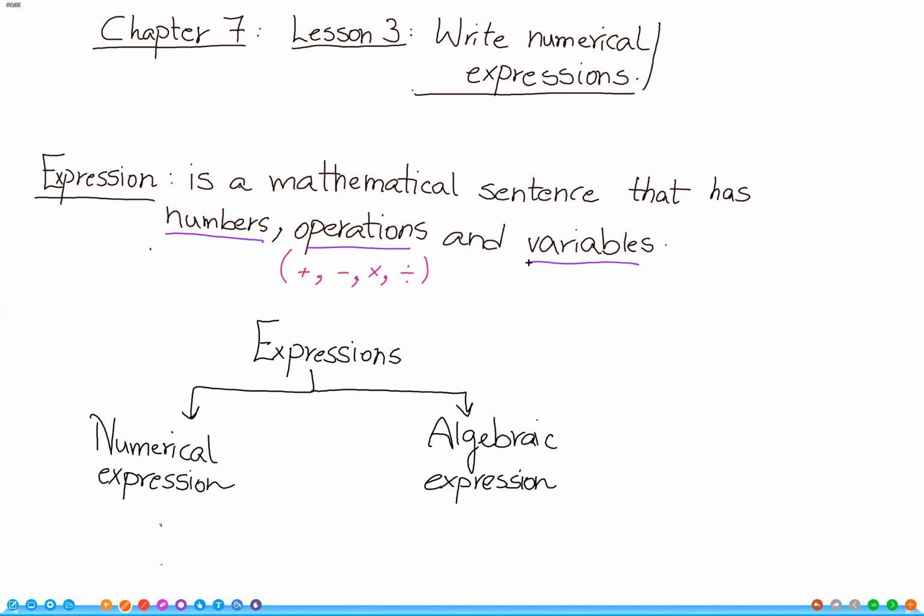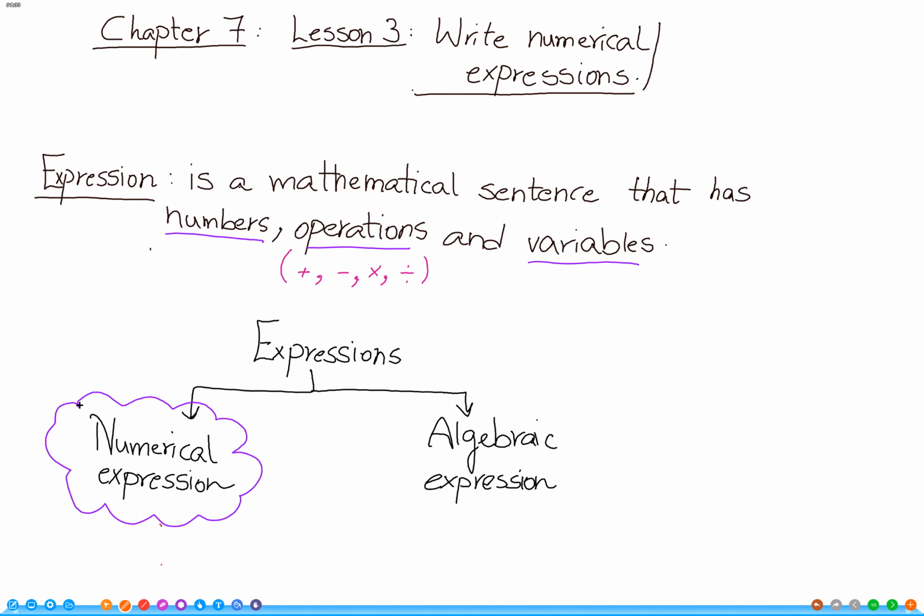Now, expressions have two types. They can either be numerical expression or algebraic expression. But in our lesson, we are going to learn everything about numerical expression. So what is a numerical expression? It is a sentence that has numbers and operations. It's a combination of numbers and operations. Okay, now, in the previous lesson, we learned how to simplify or solve numerical expressions using order of operation. In this lesson, we're going to start with writing expression.